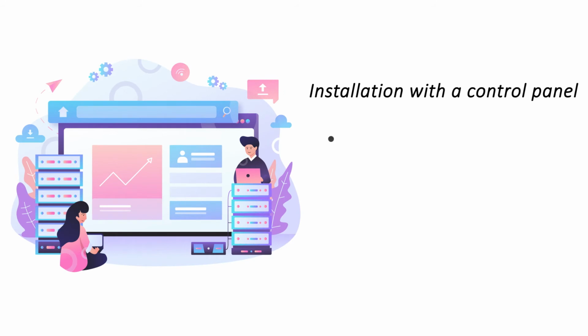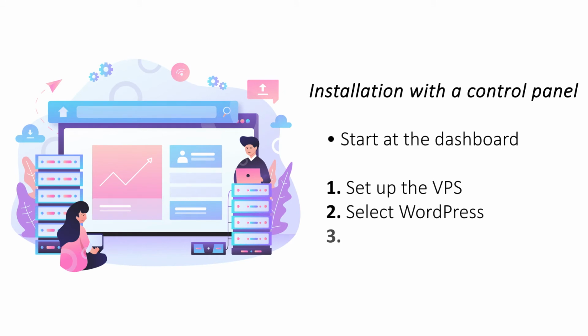Installation with a control panel. Check whether your host allows you to configure VPS through the dashboard. Follow these steps if it does. Log in to your VPS account, go to the Servers tab and click on the blue plus button. Choose your VPS location, scroll down to Server Type section, and select WordPress. That's it. Follow the rest of the on-screen instructions to install WordPress.